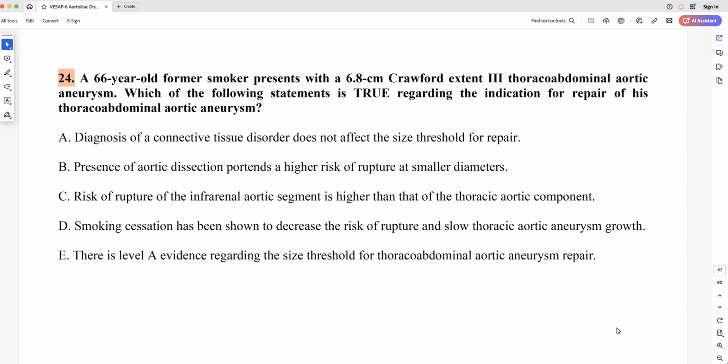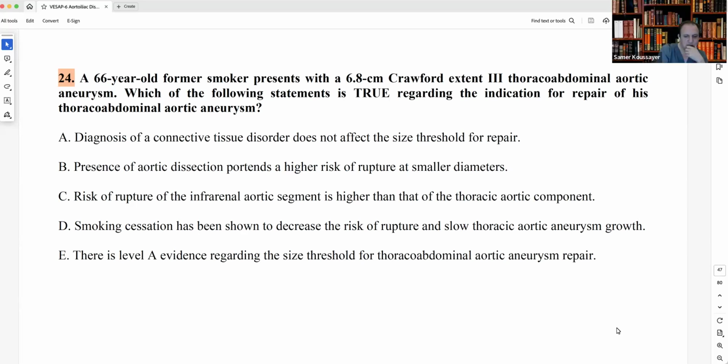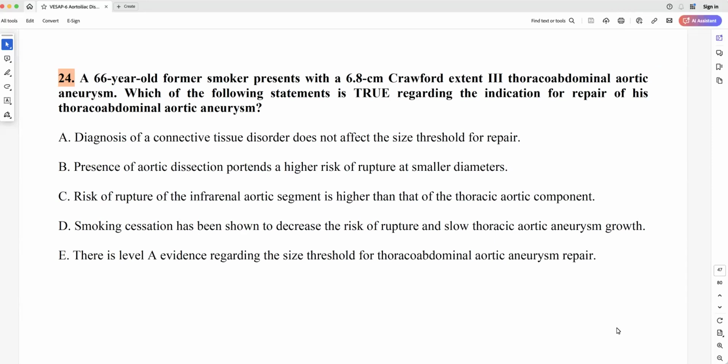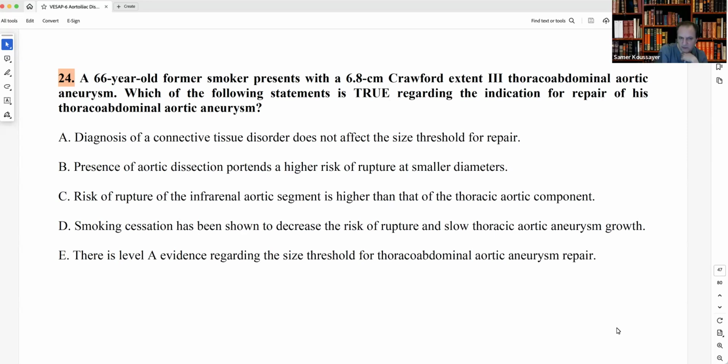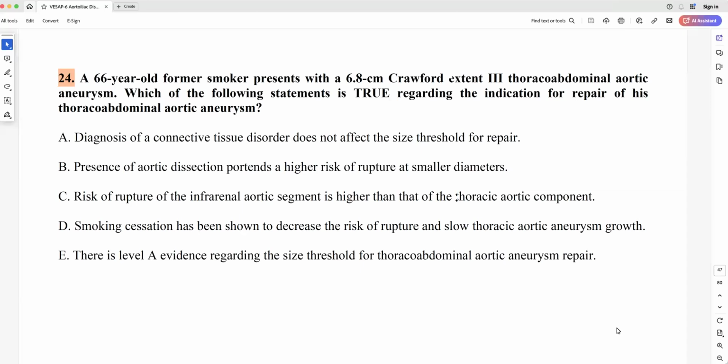This is also true. So if you have an acute stage, what size do we usually repair the aneurysm at? Above 4, the overall lumen. 4, correct, but you have to be careful. Like if a patient had a dissection 2 years ago and came with a 4 centimeter dissection, do you repair it? No. So why did you say 4?